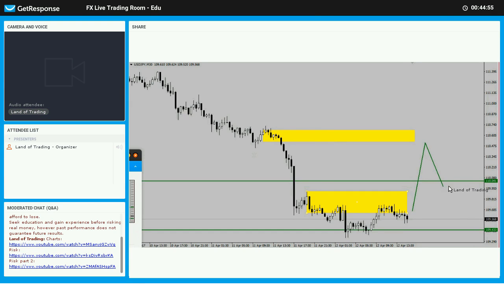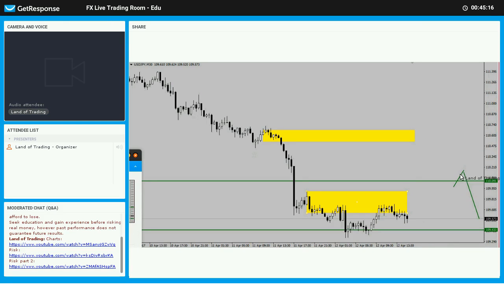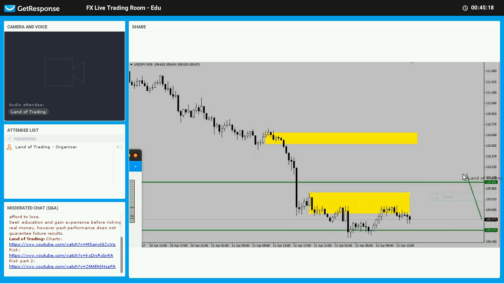But again, we may get the daily close well below 110, the previous lows, okay? And then we may continue to the downside to see new lows, okay? So that's very important.